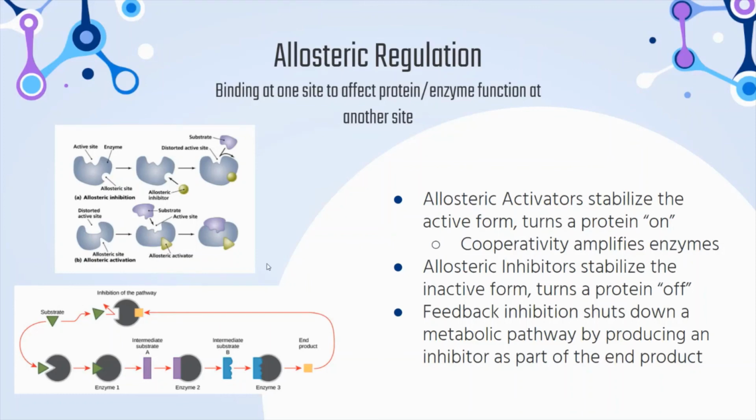And what feedback inhibition does is it shuts down a metabolic pathway by producing an inhibitor as part of the end product. So you can see in this diagram, the final product will actually have something that inhibits the active site. And as a result, the process of creating whatever the enzyme or protein wanted to do will end.